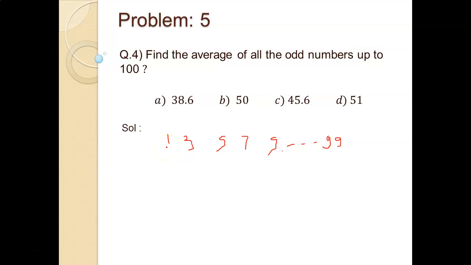So the same trick is used. The average of the first and last odd numbers: 1 plus 99. There are two numbers, therefore divide by 2. So 1 plus 99 is 100. 100 divided by 2 means 50. So the B option is correct.